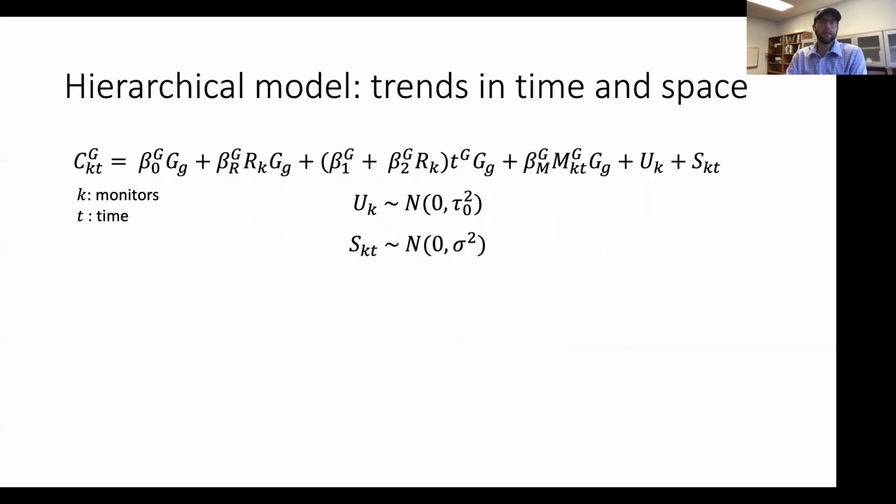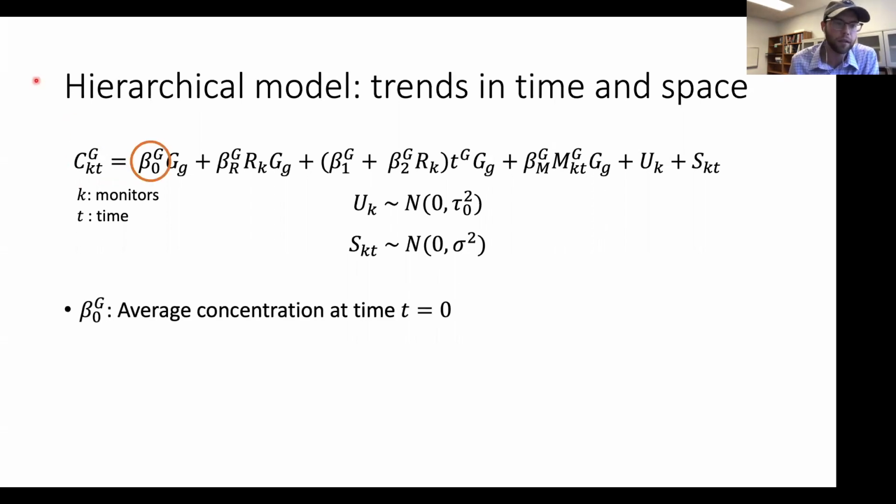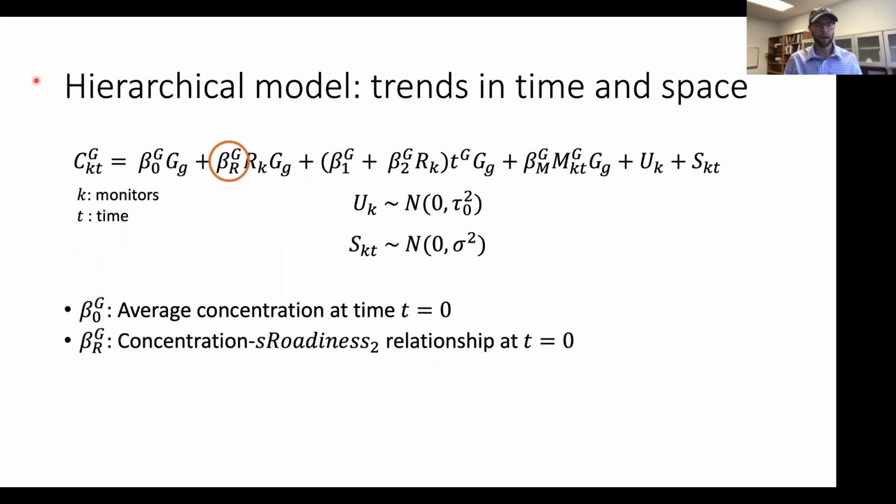And we want to put some numbers to this. So we're using this hierarchical modeling framework. There's a lot of symbols in here I'll walk through in the next minute or so. For concentrations at monitor locations K and time T, we have the following coefficients. So our beta naught is our average concentration at time T equals 0. Our beta R is the relationship between concentration and that roadiness metric, again at our time T equals 0.